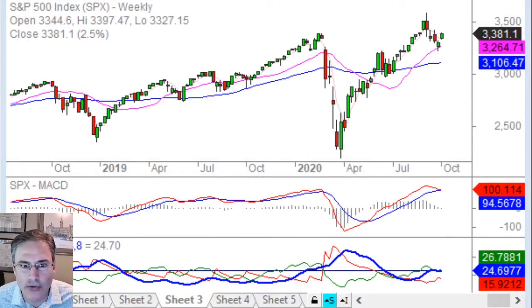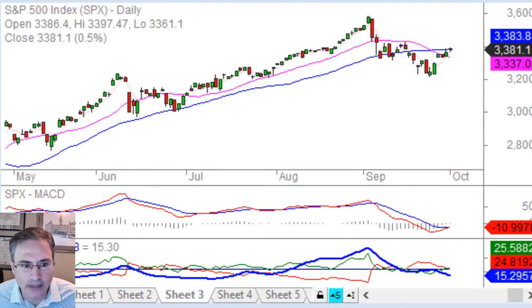Let's take a closer look at the daily chart and recognize that the MACD has crossed back above the signal line. From a short-term standpoint, that is a sign of improvement. We've got 1 day left in the week. If we get a little bit more follow through to the upside, I think this bottom starts to look a little bit more convincing in this time frame.